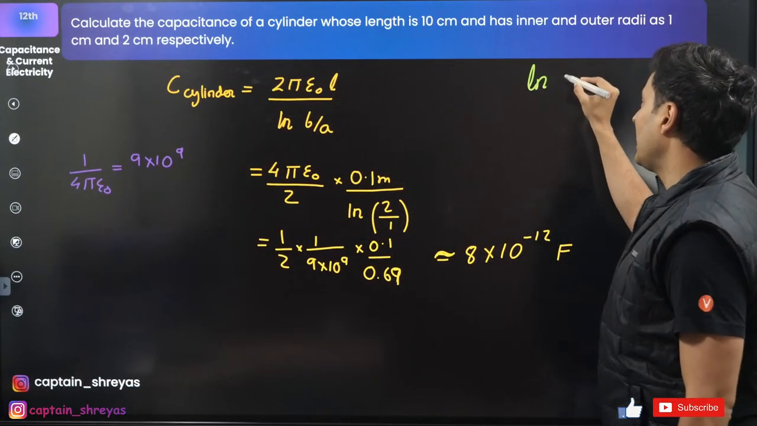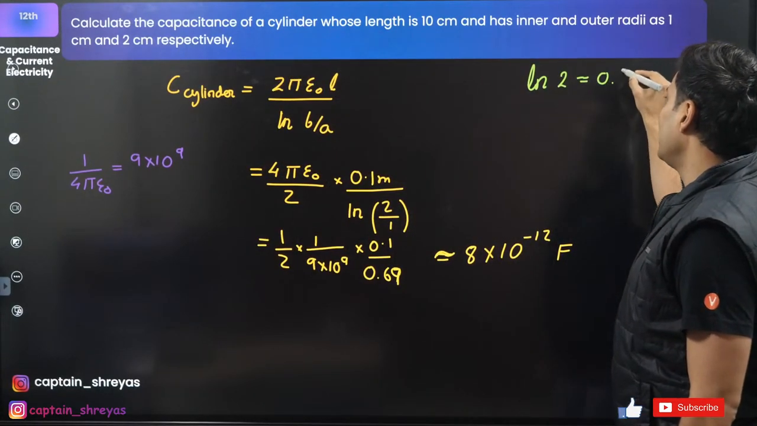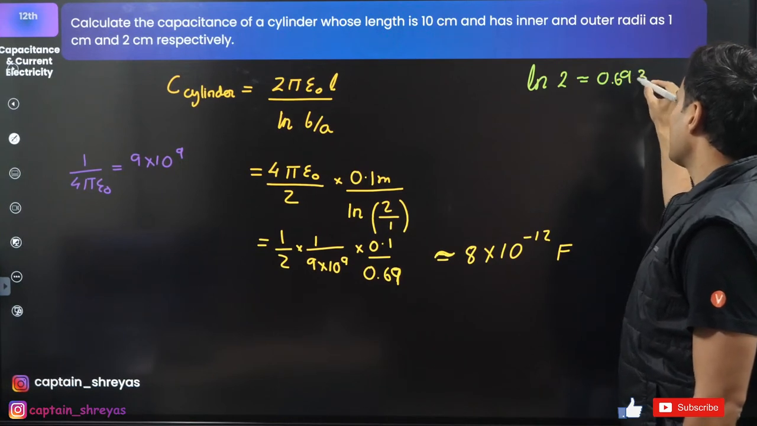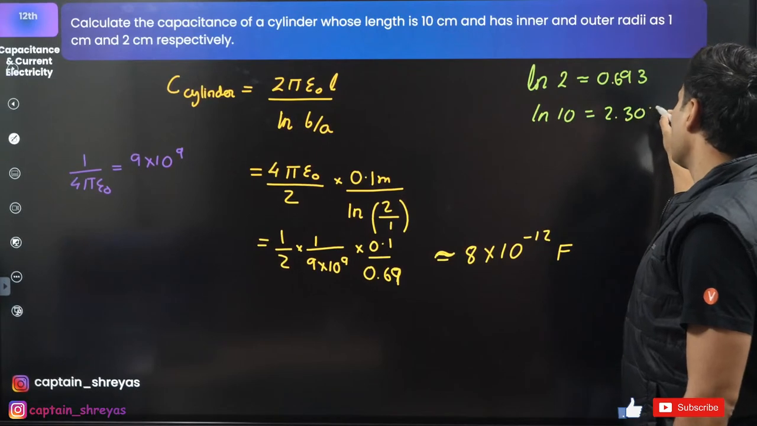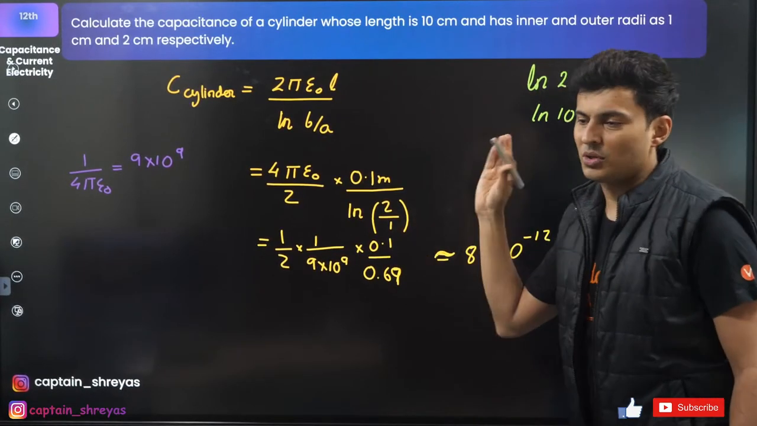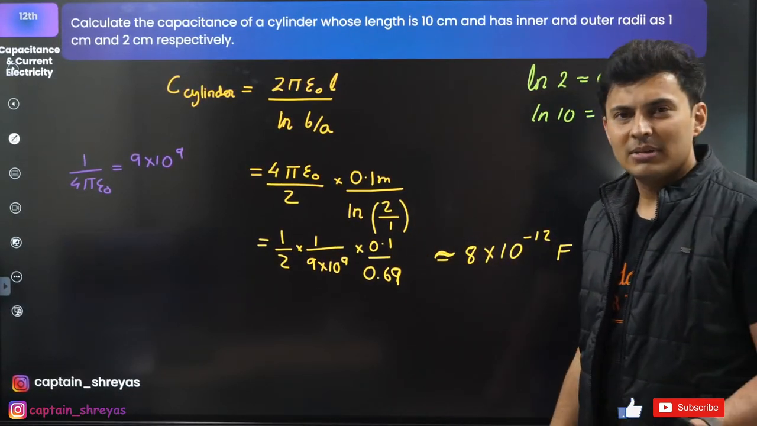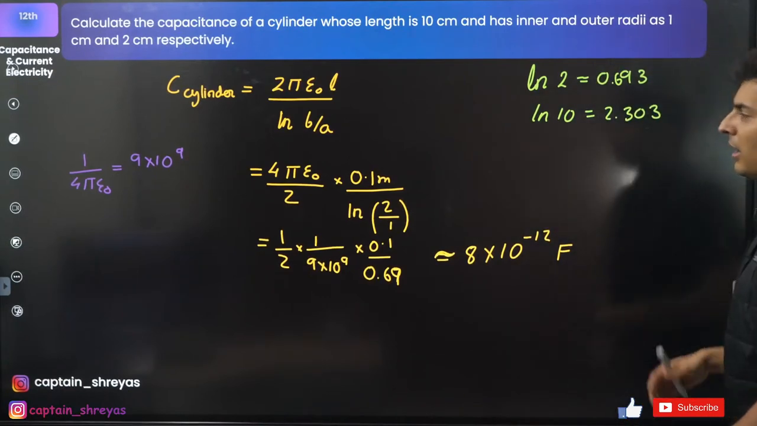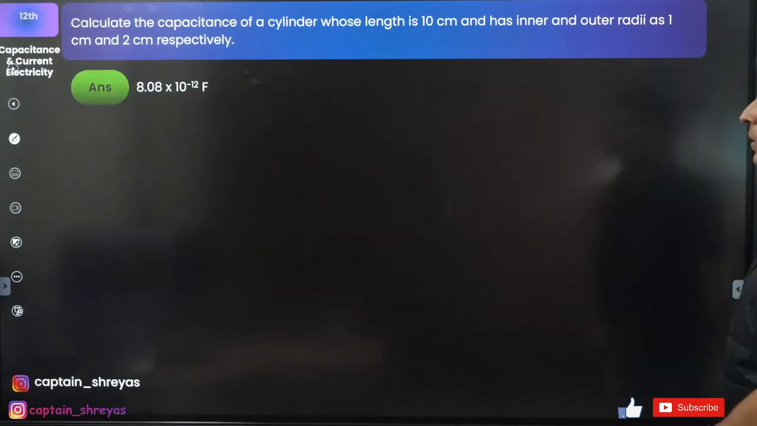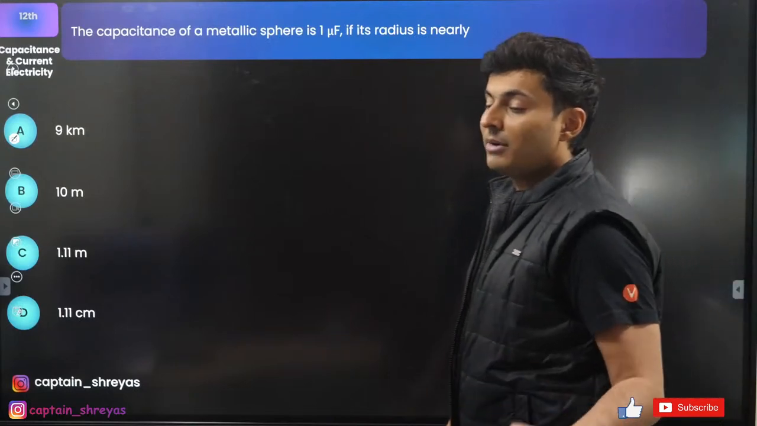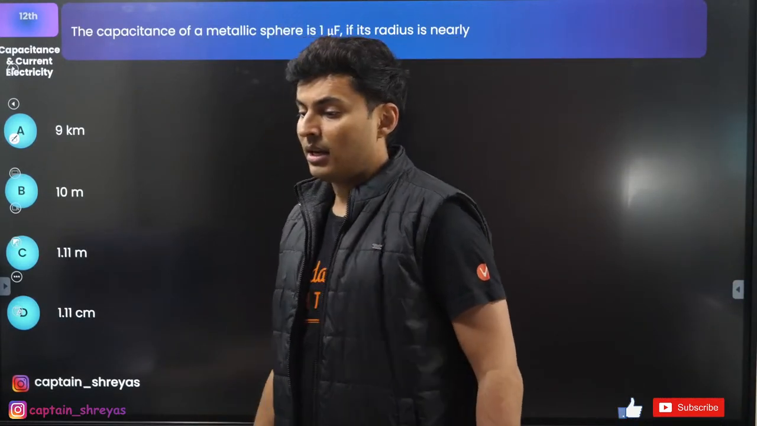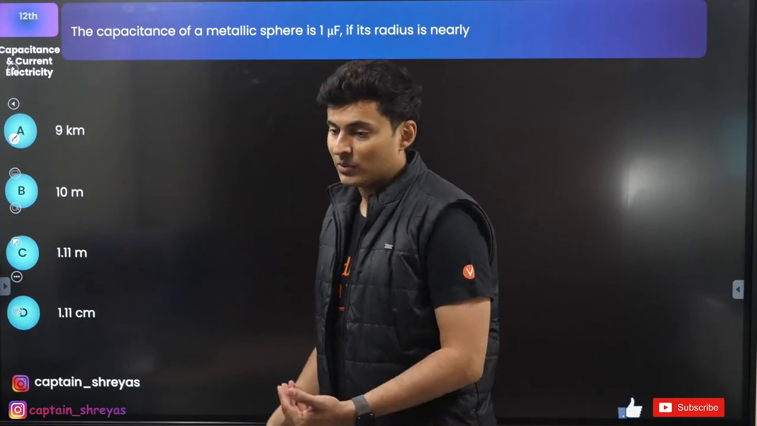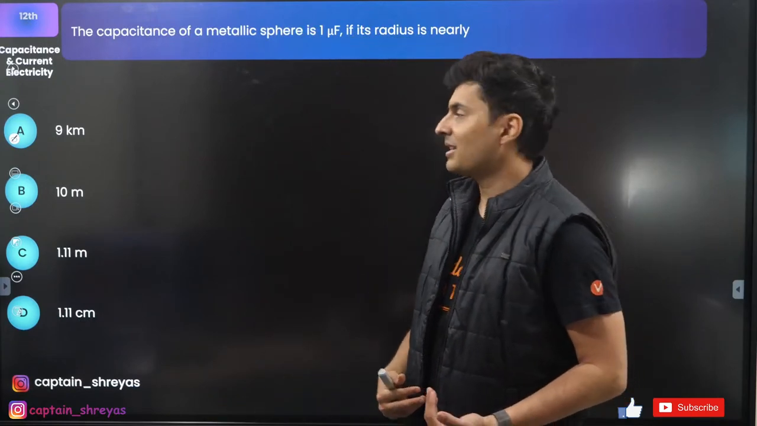Certain logarithms like ln2 is approximately 0.693. ln10 is basically 2.303. So certain logarithms you should know. 2, 3, 10, that's it. More than enough. If it is something else, then they will give you the value of it. In chemistry also, you remember it, right? For the chapter of solutions and all that, pH value, acidicity, basicity, right? So you will have to remember it for physics as well as chemistry.